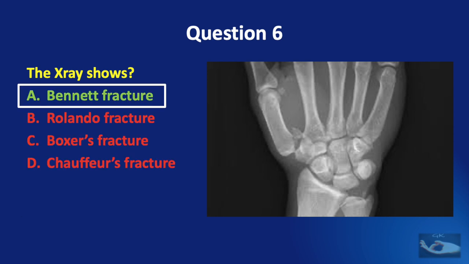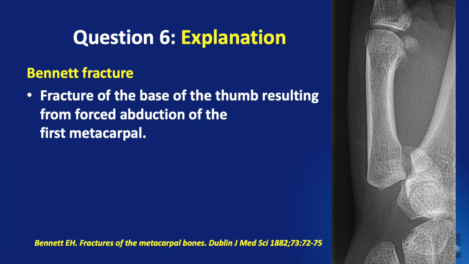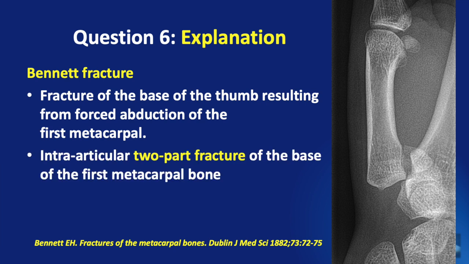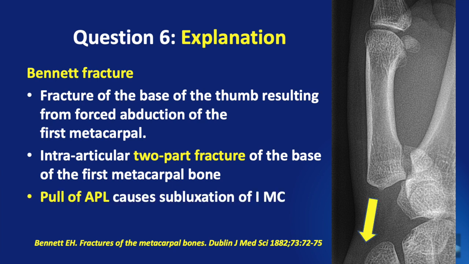And the correct answer is the X-ray shows a Bennett fracture. The Bennett fracture is a fracture of the base of the thumb metacarpal resulting from forced abduction on the first metacarpal. This fracture was described in 1882. It is an intra-articular two-part fracture of the base of the first metacarpal bone. The unopposed pull of the abductor pollicis longus causes subluxation of the first metacarpal bone.